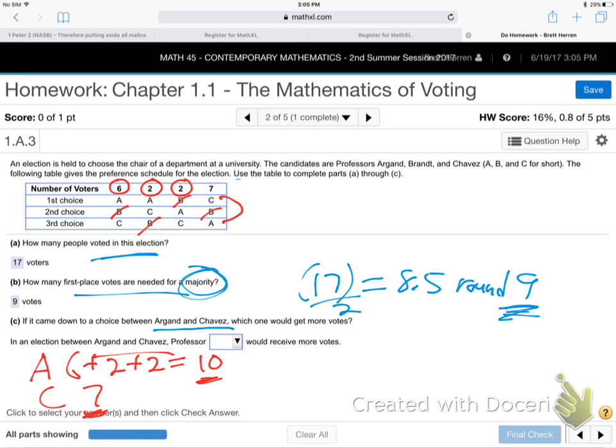So if it came down to just A versus C, like, hey, people, it's just A and C, like I did with this. Which one do you like better? There's just 2 choices. They'd say, well, we prefer A. If it's just A and C, we prefer A. That's how they feel, right? A would get 10, C would get 7. That makes sense? How to do that? And actually do it.